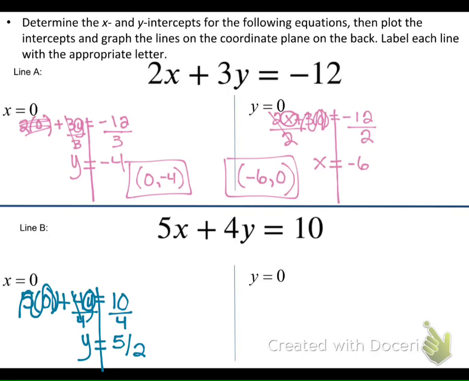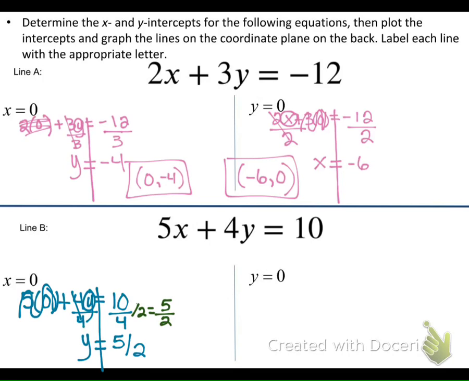So how will we graph that? I'll show you. What's another way that we could do this? Think about what 10 and 4 are both divisible by. 2. So 10 divided by 2 is 5. 4 divided by 2 is 2.